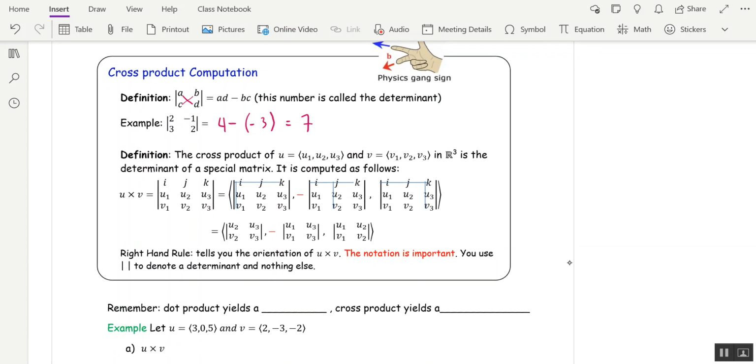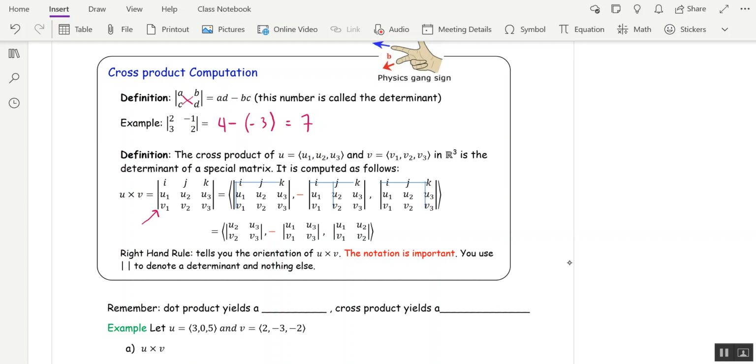First thing you're going to do is write down i, j, and k on the top row, and then put your u's on the middle row and your v's on the last row, and you need straight bars. And I definitely need to see this step here. Okay, straight bars, and then u and v.